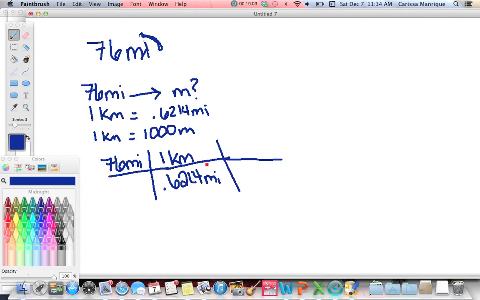Okay, now what am I going to do? I have a kilometer here, so I need a kilometer right there, so I use my next unit. 1 kilometer equals 1,000 meters. Now let's make sure my miles cancel. That's good because I don't want it in miles. Kilometers cancels. That's good. I don't want it in kilometers. Does meters cancel? No, because that's what my final unit will be. So your final unit will always be the last unit given. Okay, so I'm going to have 76 multiplied by 1,000, and then I'm going to divide that by 0.6214.